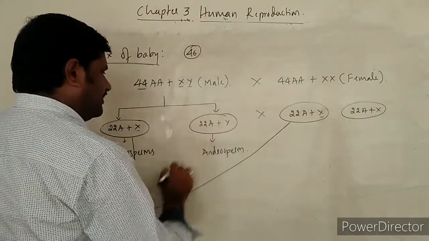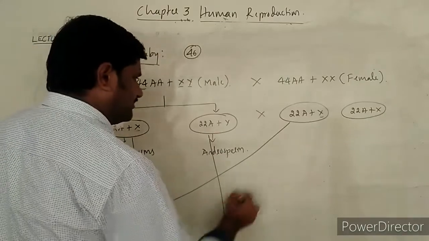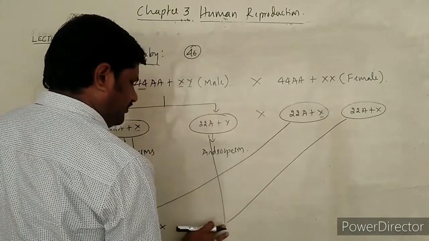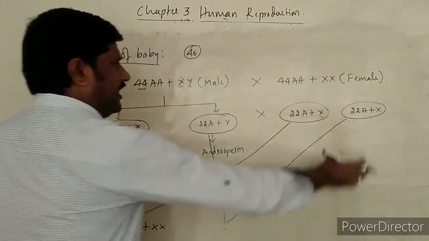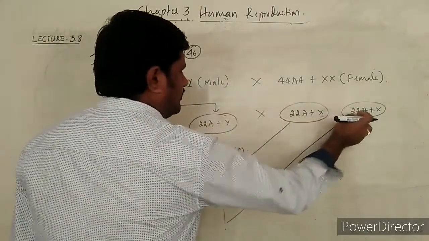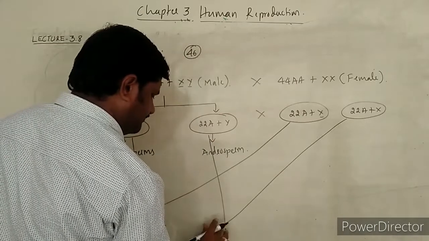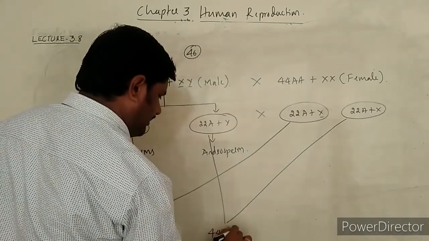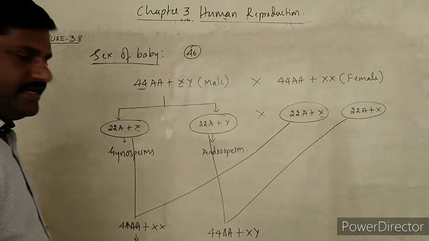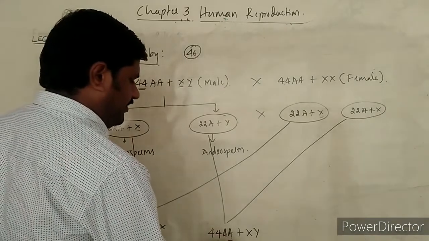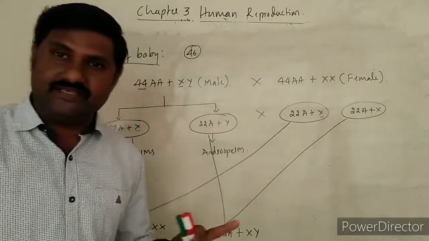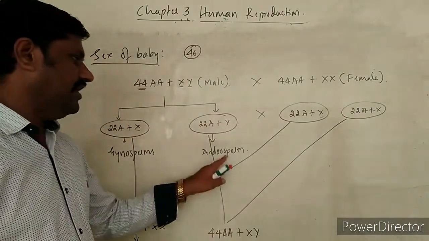Suppose this sperm fertilizes this egg cell or this egg cell, whatever you may take over here. Both are similar, so I shall take this one. Then what happens? 22A as well as 22A, it becomes 44A plus XY. Then this is a male baby, right? So what is going to determine the sex of the individual itself is the androsperm.